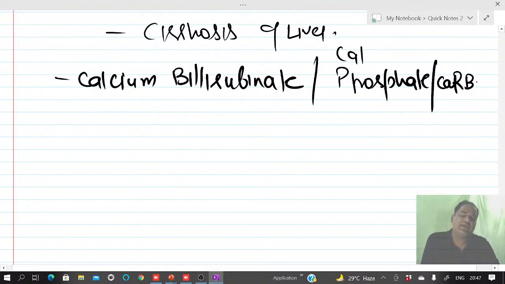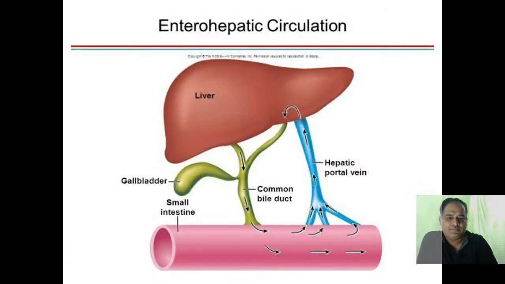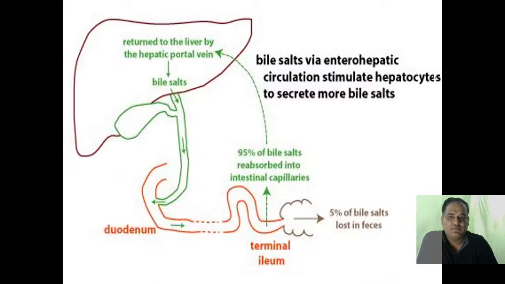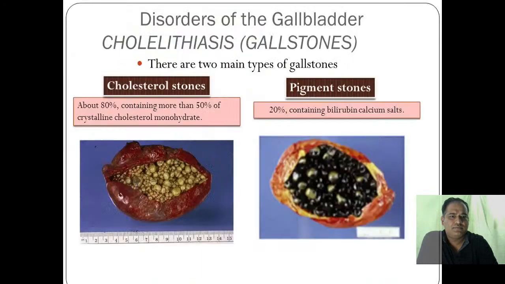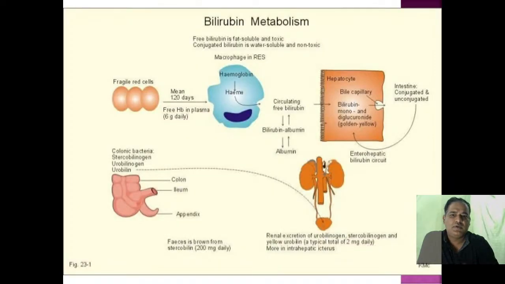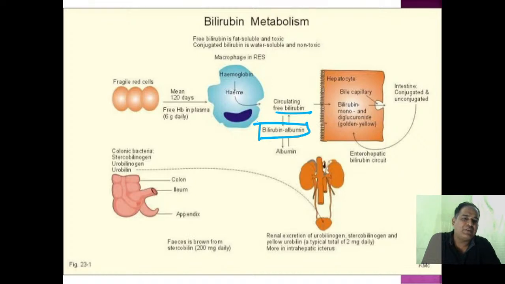Conjugated, unconjugated bilirubin, you see here. This is bilirubin metabolism. Because we don't have much time, we don't go into the details here. So let's say free bilirubin will mix up with albumin.